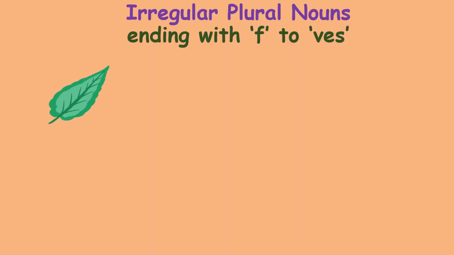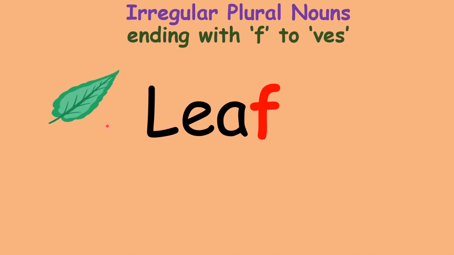Let's continue practicing on how to change the singular noun to an irregular plural noun. Now, look at the picture here. What do you see? It is a picture of a leaf. Repeat after me. Leaf. Now, there is only one leaf here, and the word leaf ends with the letter F.